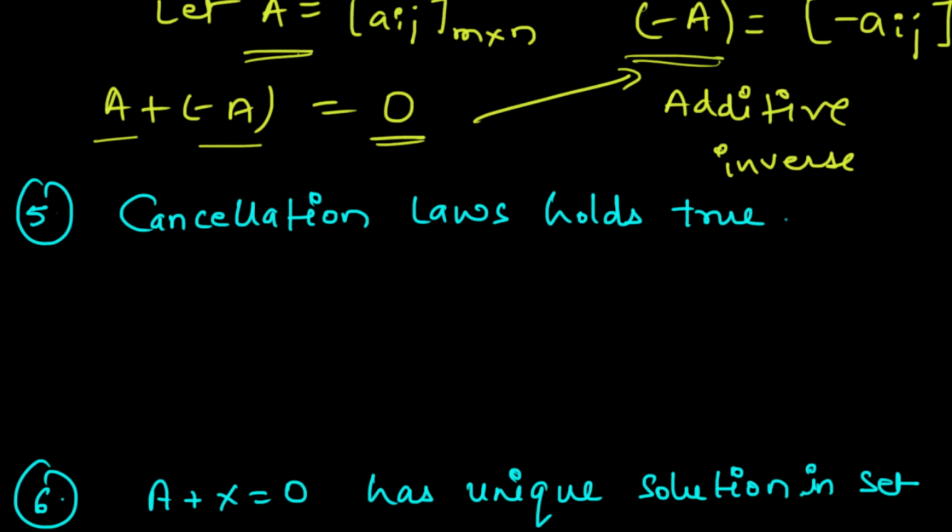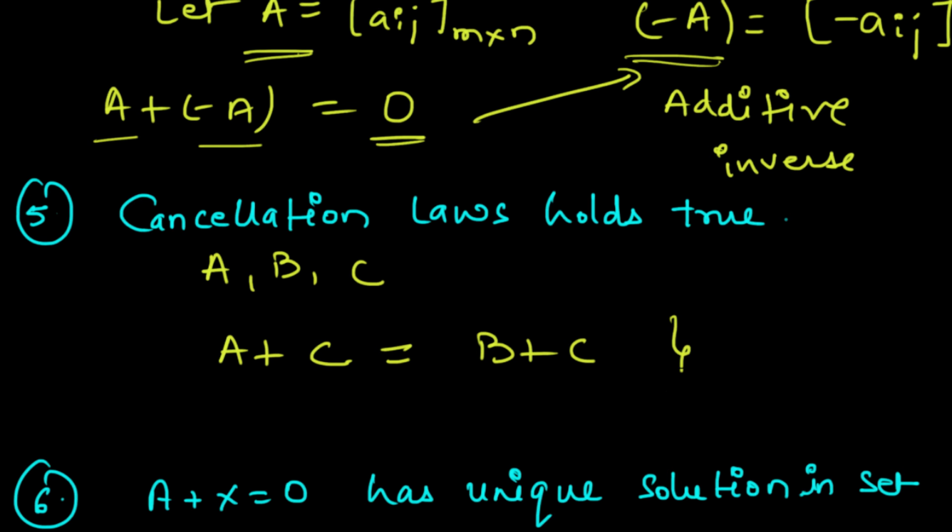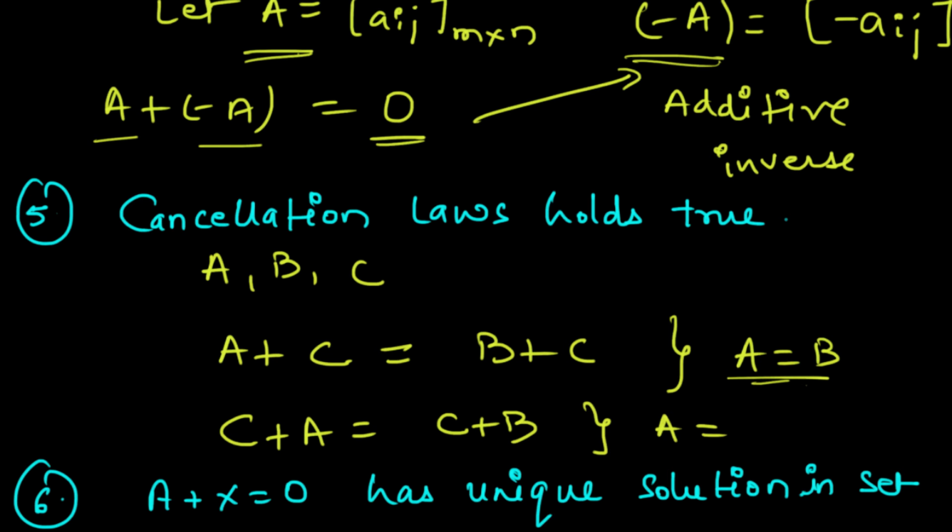Suppose there are three matrices A, B and C, and you write A plus C equals B plus C. In this case, A and B will be equal. This is called right cancellation. One more: C plus A equals C plus B. In this case also A will be equal to B. So this is right cancellation and this is left cancellation.